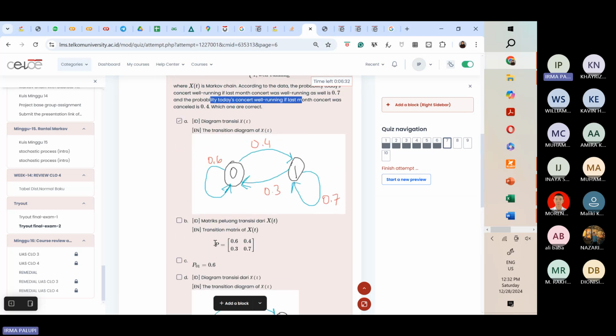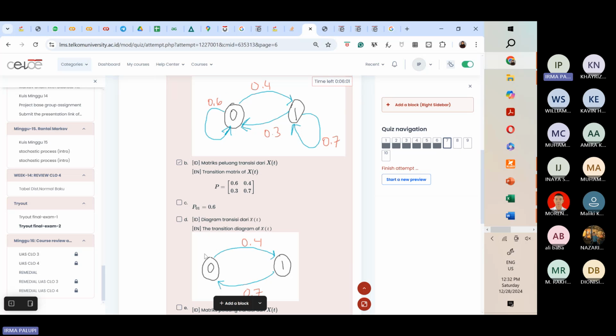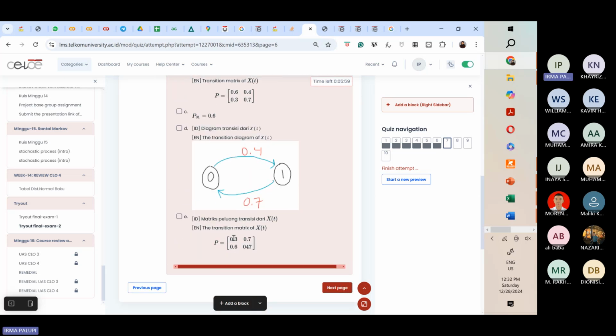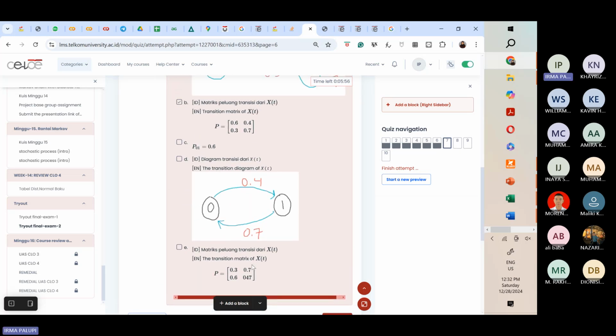Correct one is A. So this is the matrix. The matrix is from 0 to 1. 0 to 0 is ini, betul ya. 0 to 1 is 0.4. 1 to 0 is 0.3. 1 to 1 is 0.7. It's also correct. 0 to 1 is 0.4. It's supposed to be 0.4. Okay. It is not correct. This one is not correct. Transition matrix, this is wrong.